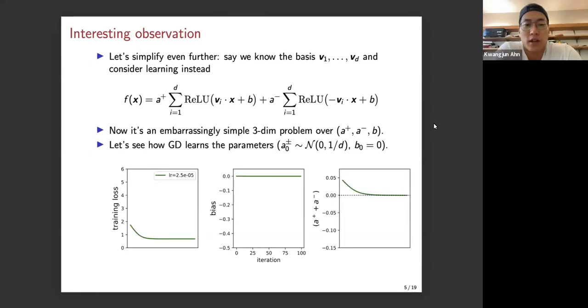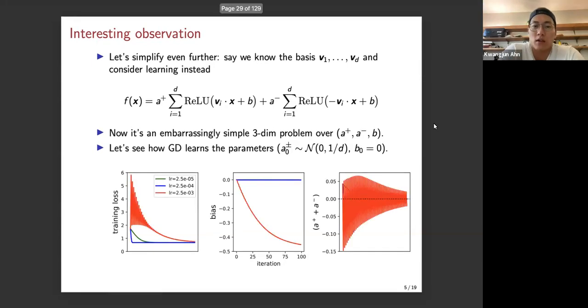So I'm going to plot the training loss, the bias value B, and the second layer, the sum of the weights, A plus plus A minus. When the learning rate is sufficiently small, you see that the training loss is going down, but the bias doesn't move. And the same thing is true when you increase the learning rate by 10 times.